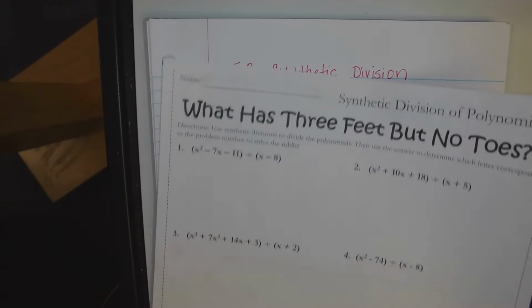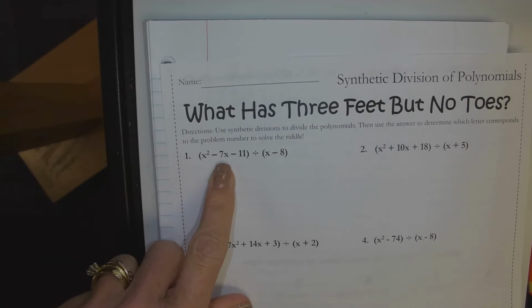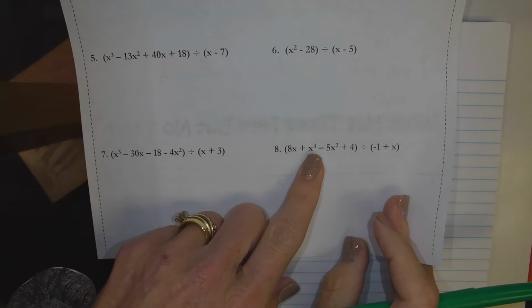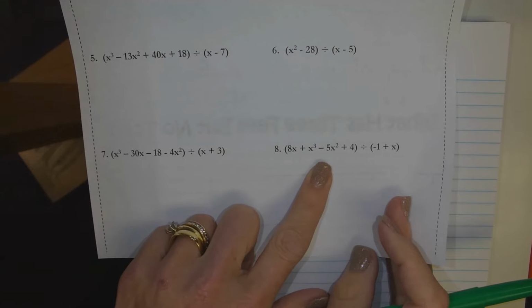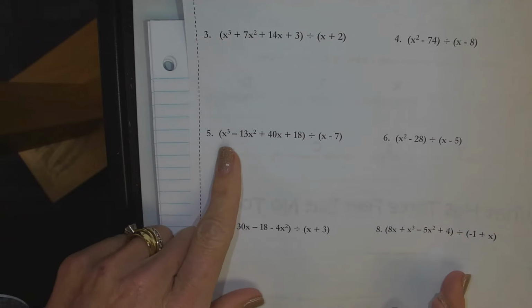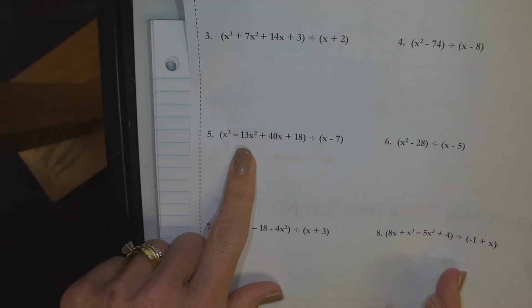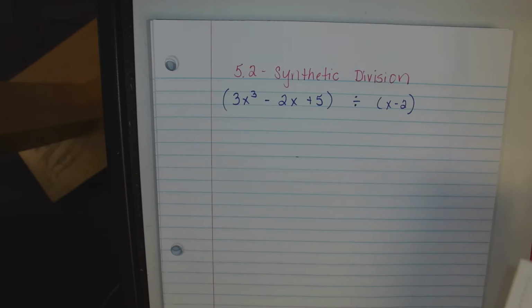Before we start, look, this is your homework, by the way. Look at this one. X squared, 7x, 11. Nothing's missing. Do you see that? Everything's covered. Look at number 8. Not missing, but it's kind of what? Out of order. Okay, that's easy. Look at number 5. We have everything. X to the third, x squared, x, and then your 18. Okay, why am I showing you that? Well, I'm so glad you asked.